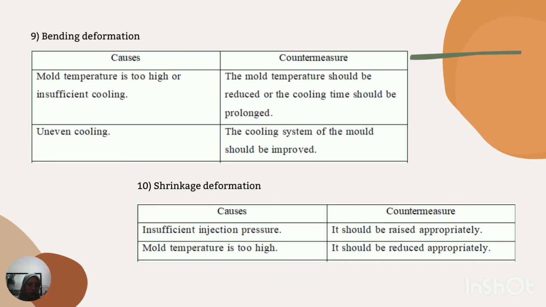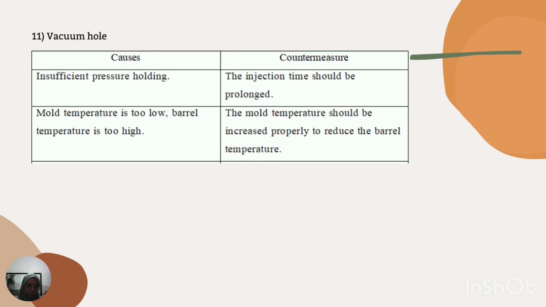Then the bending deformation. The cause is that the mold temperature is too high or cooling is insufficient. The countermeasure is that the mold temperature should be reduced or the cooling time should be prolonged. Next, uneven cooling, and the countermeasure is that the cooling system of the mold should be improved. Last but not least, the shrinkage deformation. The cause is insufficient injection pressure, and the countermeasure is that it should be raised appropriately. And secondly, the mold temperature is too high, and it should be reduced appropriately.